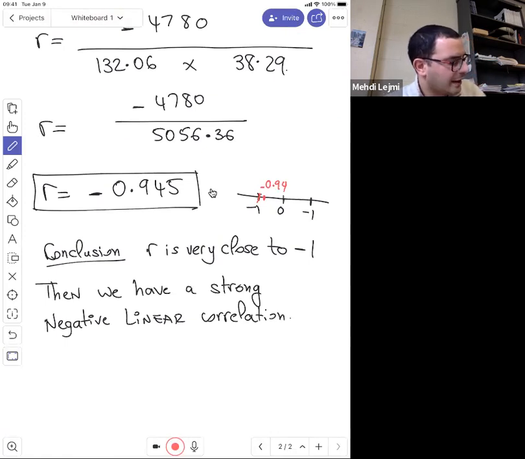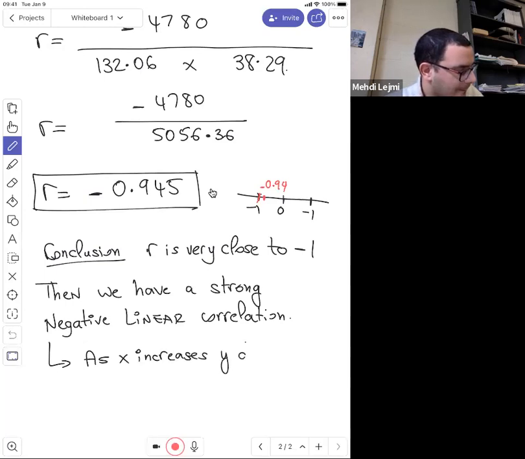And what does it mean to have a negative linear correlation? Negative means that as X increases, Y decreases. That's what we mean by negative. The line is going to go down, so the values of Y decrease. As X increases, Y decreases. If it was positive, then as X increases, Y would increase. But this is negative, so Y has to decrease.